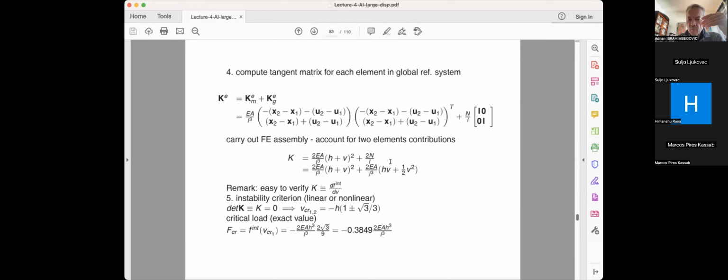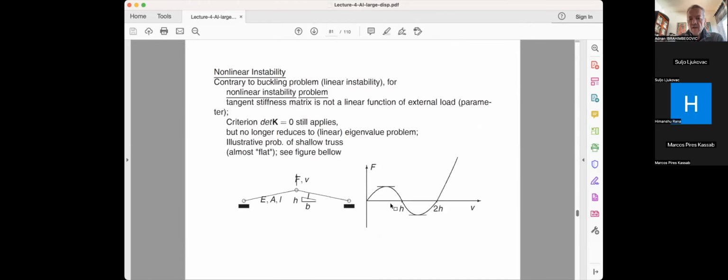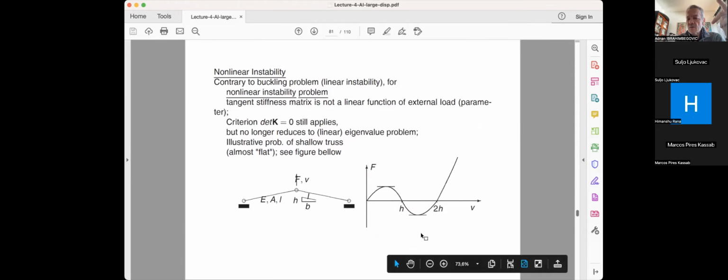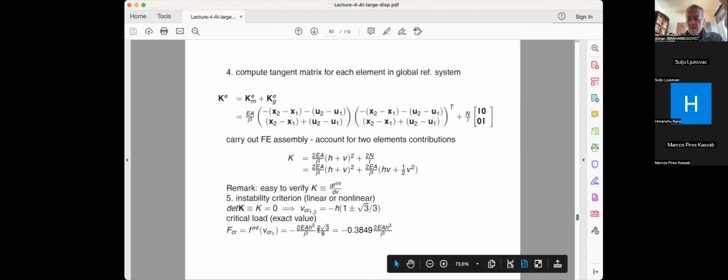So then you ask yourself, when do you actually have this instability? When K is equal to 0, and this is actually a quadratic equation in v, so you can compute these two values, that v critical is equal to minus h times (1 minus square root of 3/3), or minus h times (1 plus square root of 3/3). That means you are actually sitting here, at either minus (1 minus square root of 3/3) times h, or this is (1 plus square root of 3/3) times h. And then you get the corresponding critical value of these forces, which is equal to minus 0.3849, and so on and so forth.